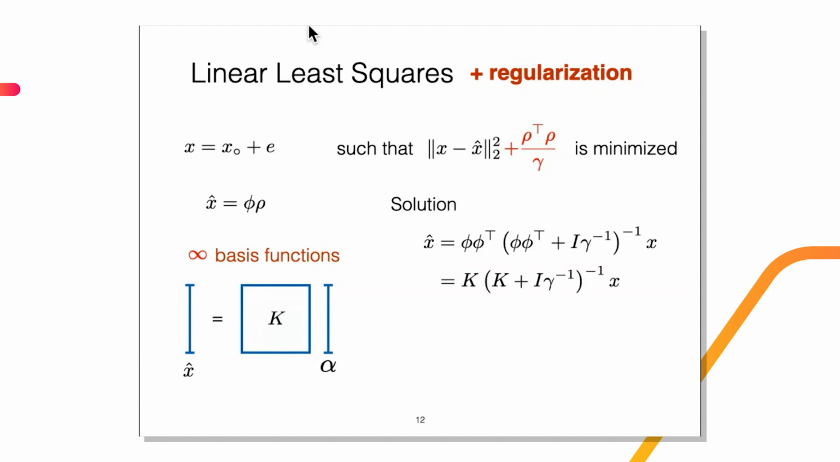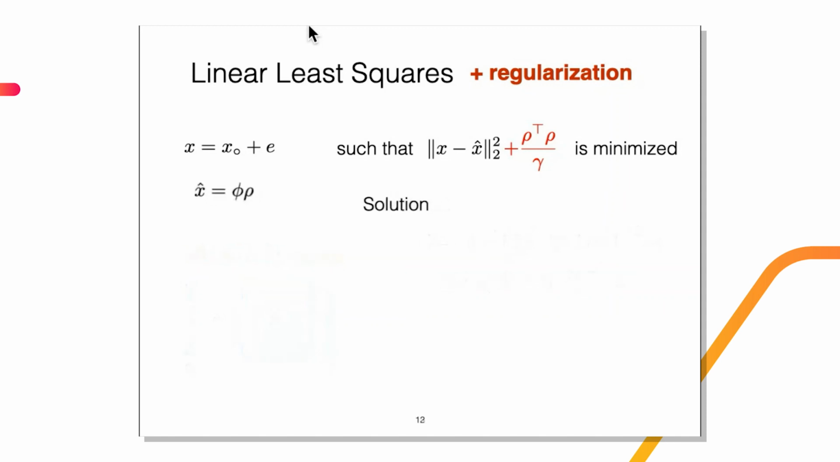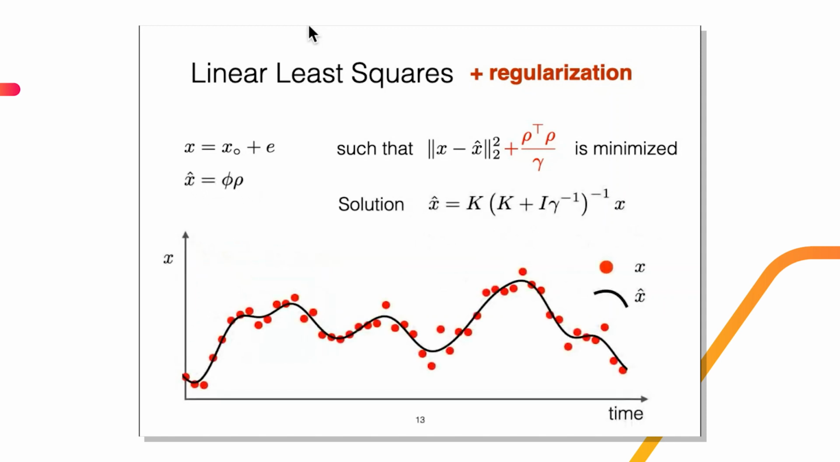So I replace phi transpose in the solution by the K. And so what I have here is the matrix K, which is called a kernel. The point is that what I did here is I replaced the problem of finding good basis functions for the problem by finding a good kernel for the problem. That would be the kernel that will give a good description of the data.